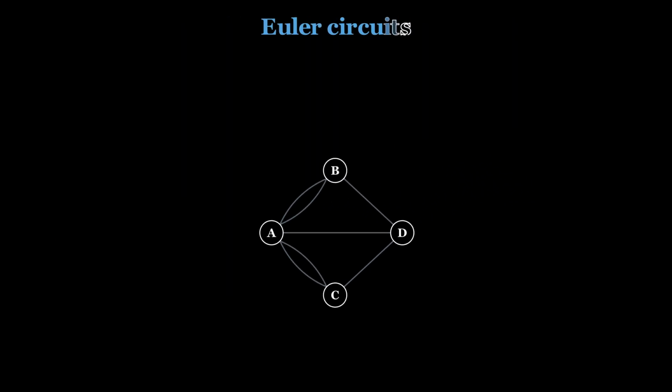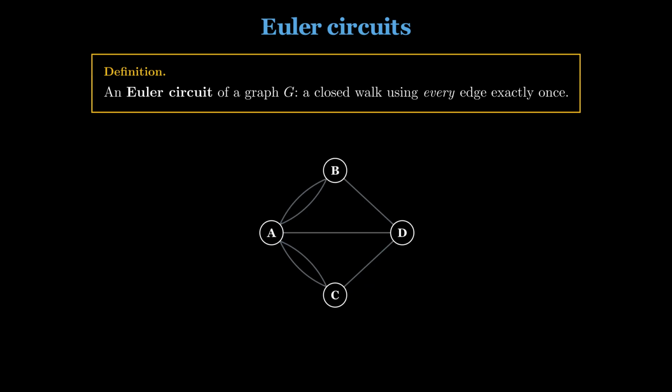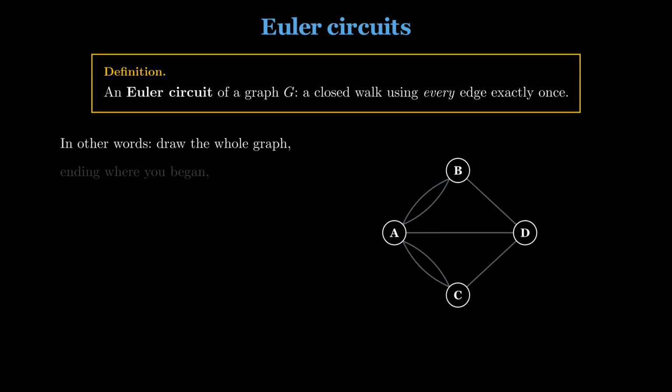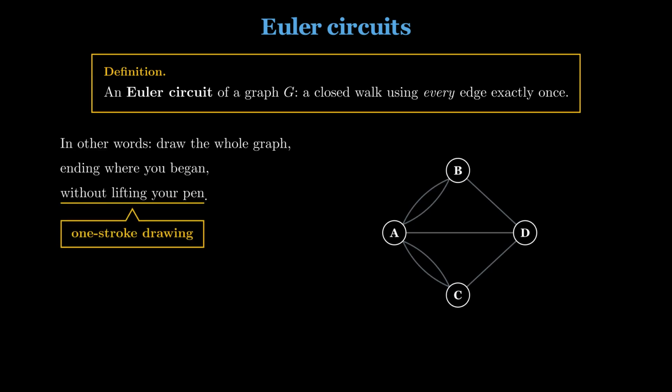Let us give the object a name. An Euler circuit of a graph is a closed walk that uses every edge exactly once. In other words, draw the whole graph ending where you began without ever lifting your pen, a one-stroke drawing.